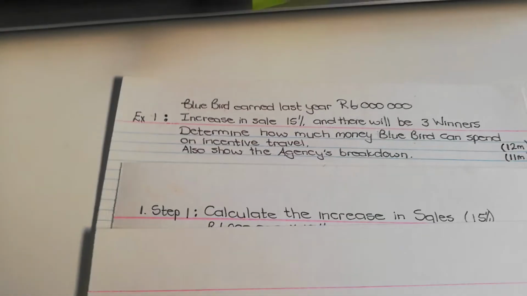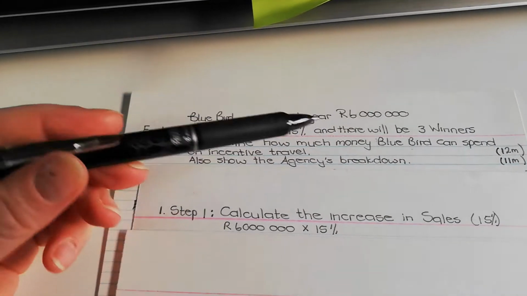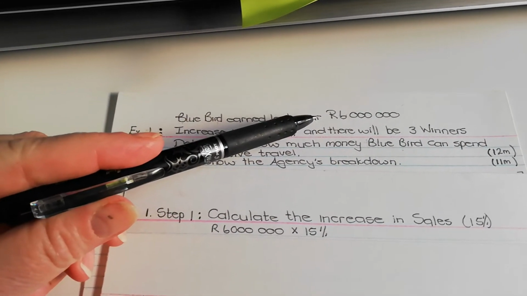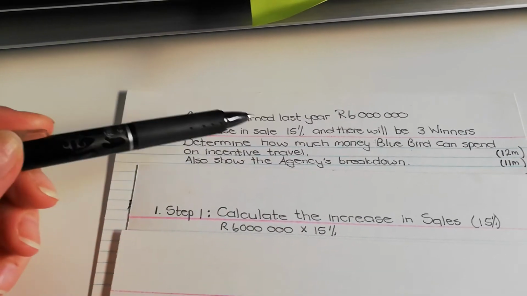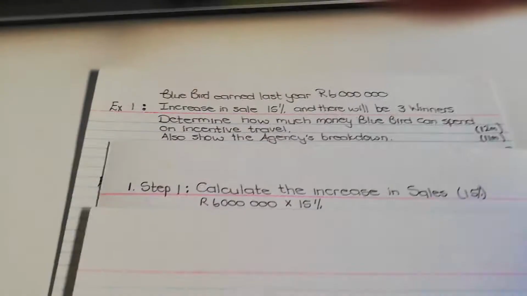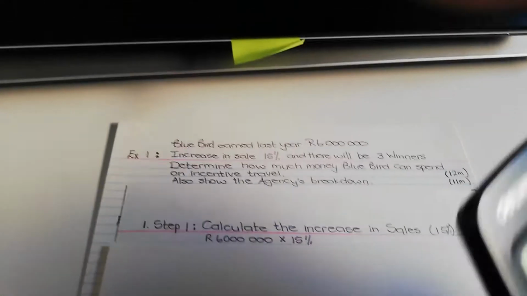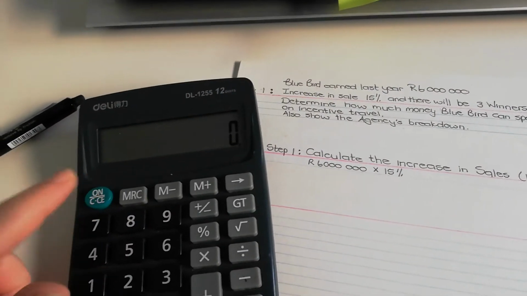Now, the first step you already wrote down. Now you're going to see 6 million, because that is the increase in sales. Last year the amount was 6 million times 15%. Now we're going to get our calculators ready. Let me just bring mine closer to me so that we can work. Always make sure the amount is exactly 100% correct.